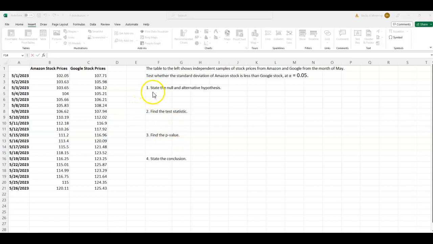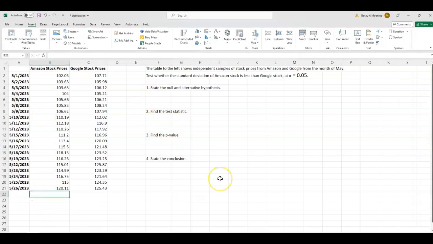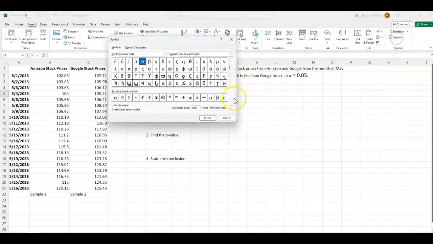So first we're going to state the null and alternative hypothesis. Now we're going to use Amazon as sample 1, and we're going to use Google as sample 2. So when I think about my null and alternative hypotheses, we are talking about Amazon being less than Google.